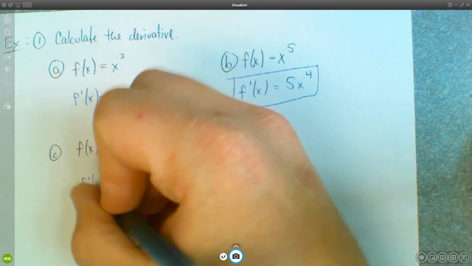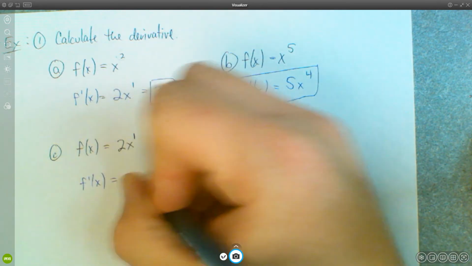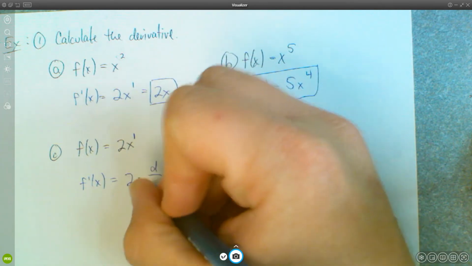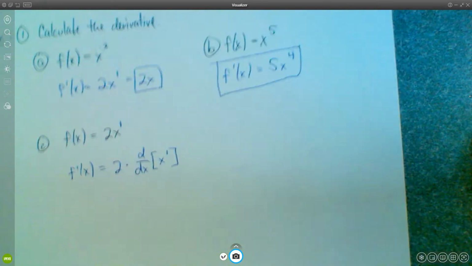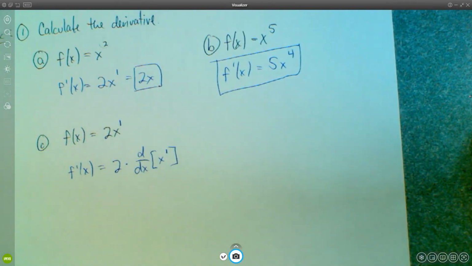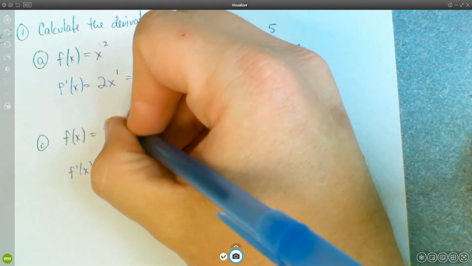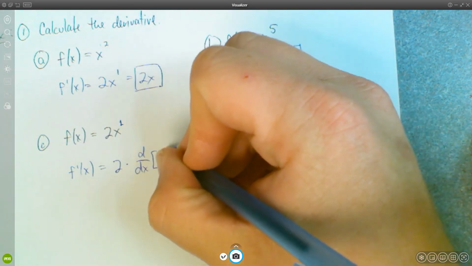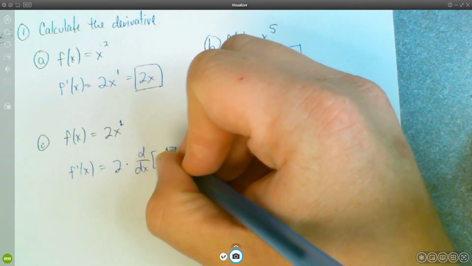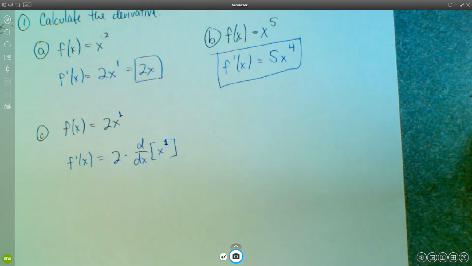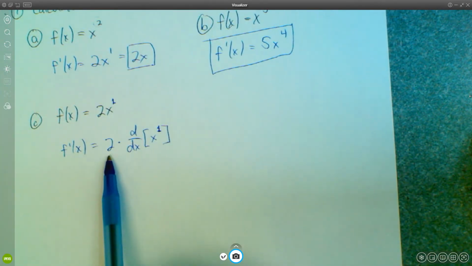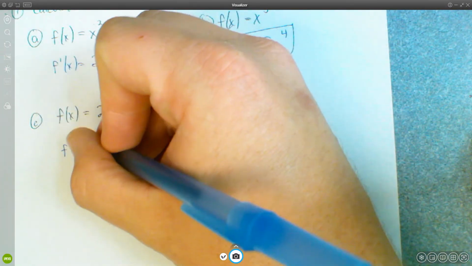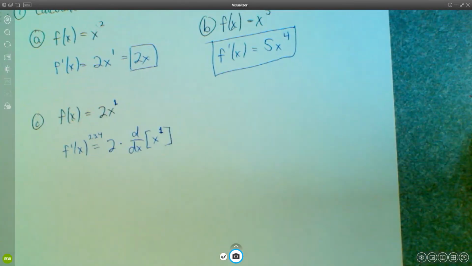So f prime of x I'm going to think of as 2 times the derivative of just x to the first power. Okay? This is a prime, this is a 1. Right? So the reason that I'm able to do this is because of that theorem 2.3.4, right? This is because of 2.3.4 that I'm able to say that.